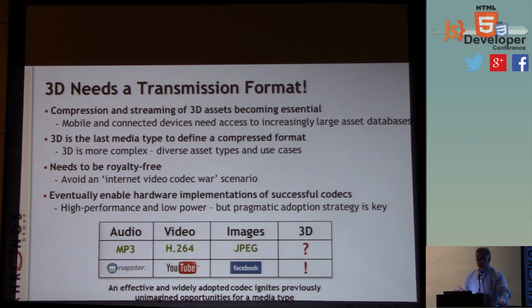All of the other media types already have a streaming and compression format. And it's interesting, if you look back, when those streaming and compression formats became widespread, significant things happened in the market around those media types. So MP3 spawned Napster, H.264 for video spawned YouTube, JPEG images, Facebook, Instagram, etc. We don't have our compressed streaming format to enable our social media moment for 3D.